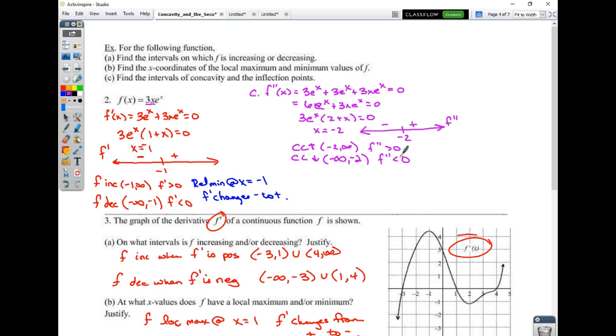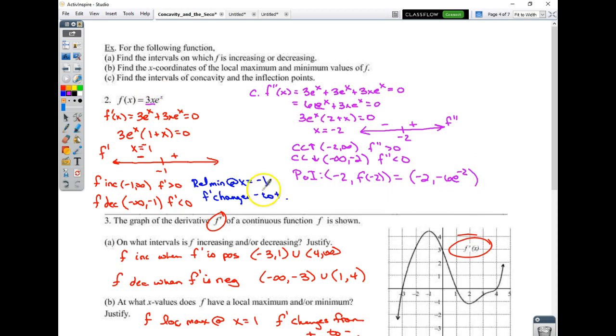There's only one possible point of inflection. So a point of inflection, and sometimes I'll abbreviate that POI, is going to occur at the point negative 2, f of negative 2. So I need to substitute that in. That's negative 2, and if I substitute in a negative 2 here, this becomes negative 6, 3 times negative 2, e to the negative 2. And that's a specific point.